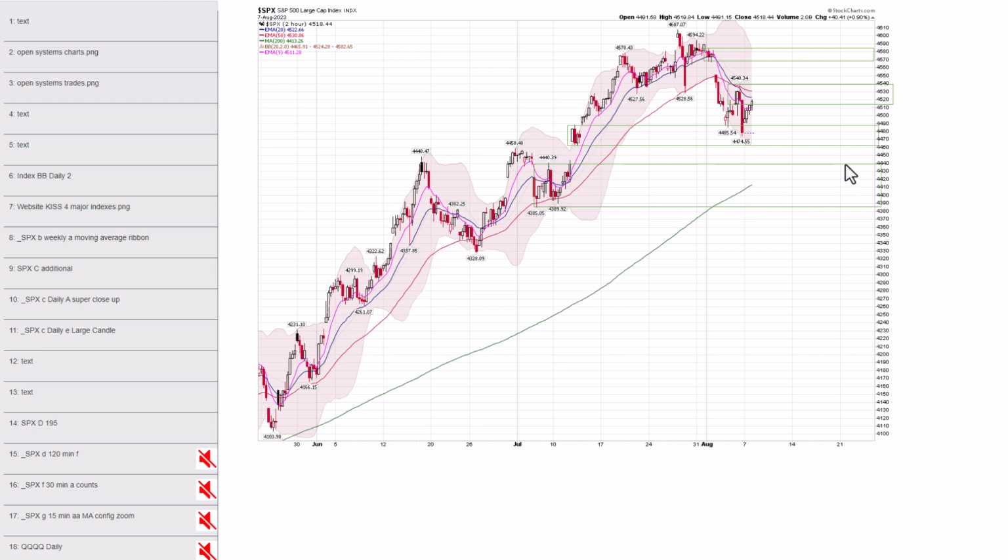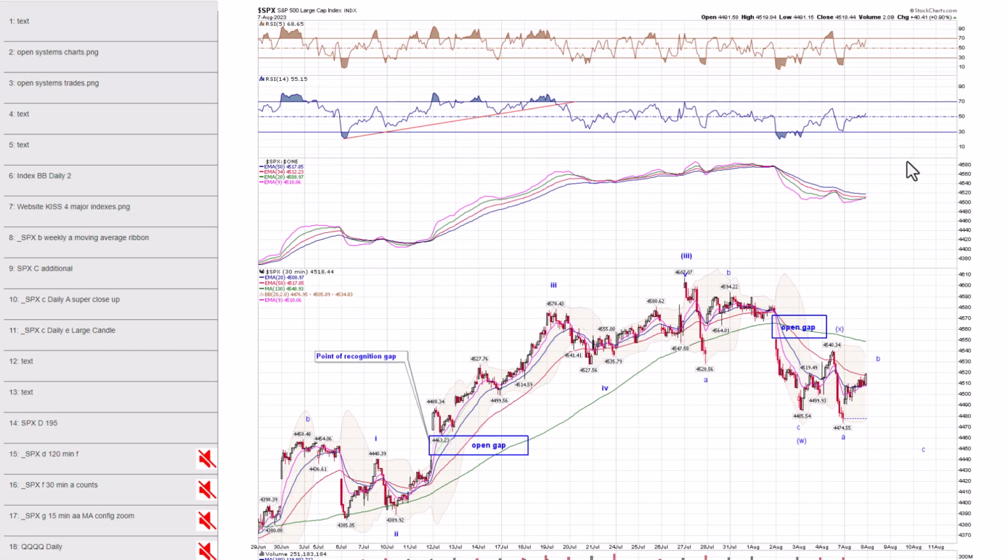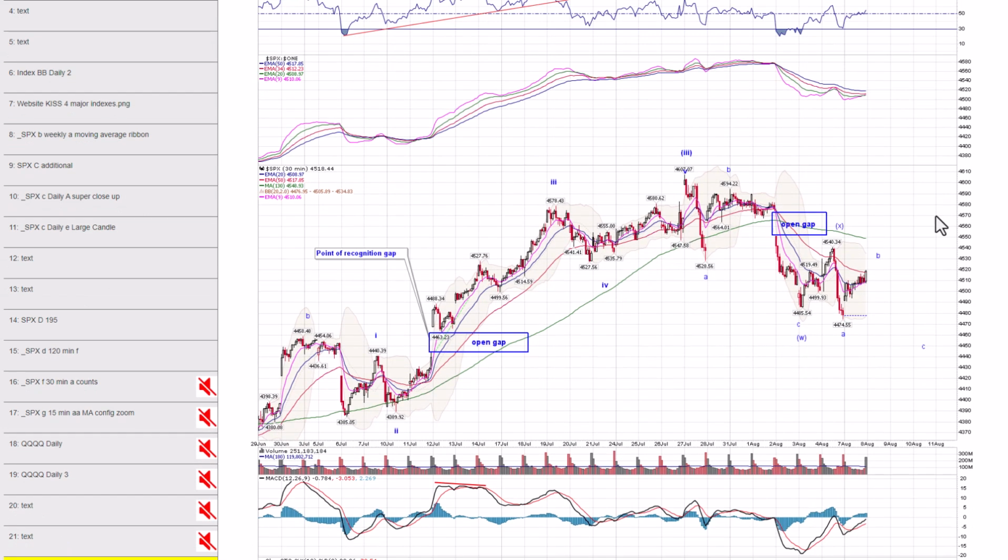And then there's a big demand zone around this area. So we bounced off this demand zone. We got into a little supply zone in here. We'll see what happens tomorrow. Next. Chart 16, here's a 30-minute view. Again, you can see these open gaps.